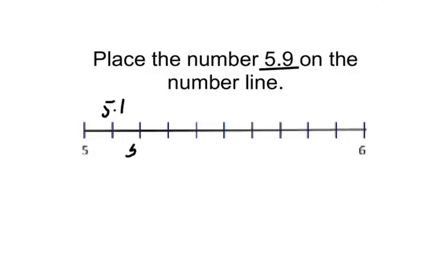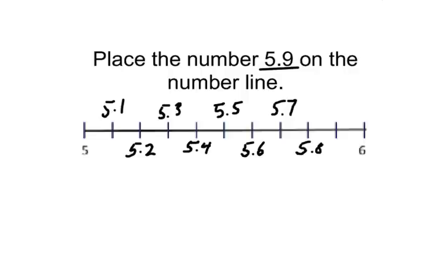Okay, so this would be 5.1. This would be 5.2, 5.3, 5.4, 5.5, 5.6, 5.7, 5.8, and 5.9. The next one will be 5.10, which just moves it up to a 6, right? So to plot that one, we want it at 5.9. There we go. We are finished with that one.